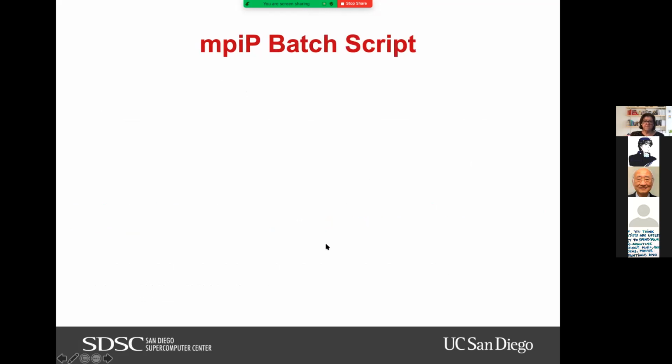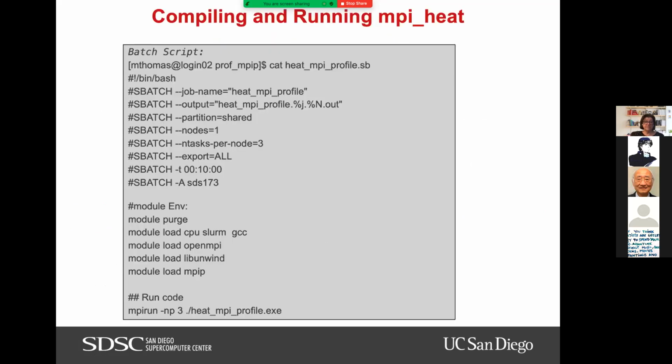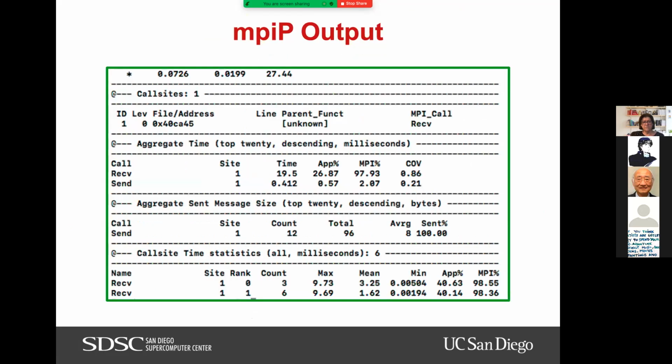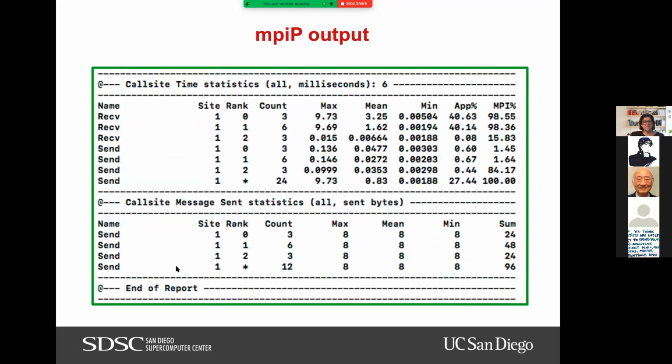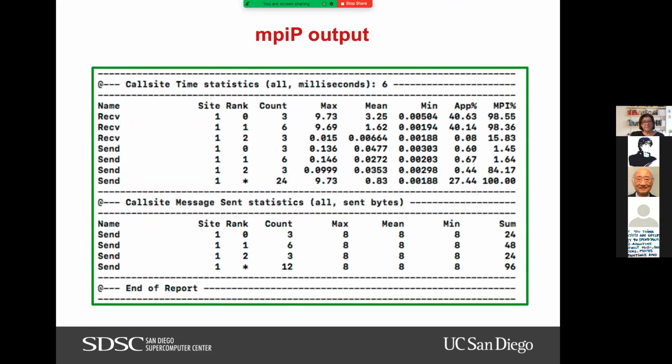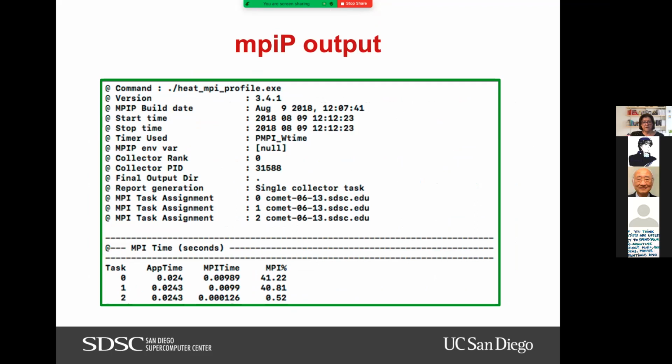Okay, so there is the batch script. It looks the same, right? This one example is going to work with three nodes. It's the heat equation. And here's your module environment and your command to run it. It compiles the same way. And here are the output files. I'll go through more, but it does tell you what happened with these calls and where the communication peaks are. I'll show you some live data in a moment.